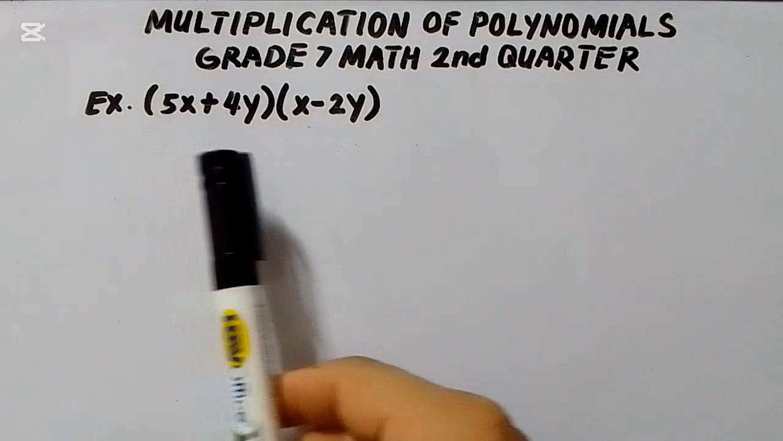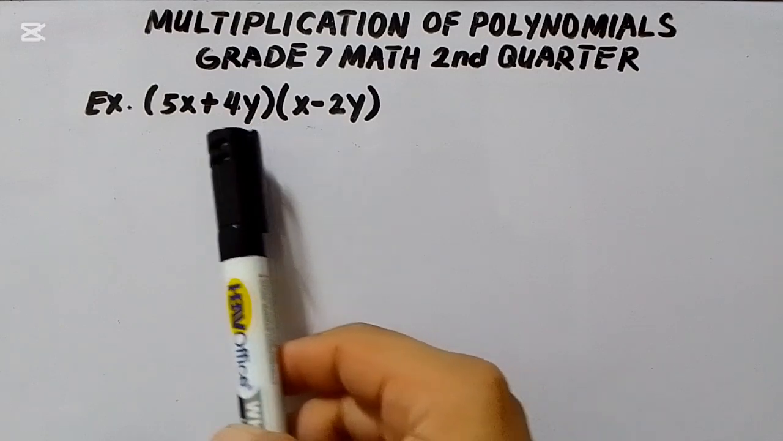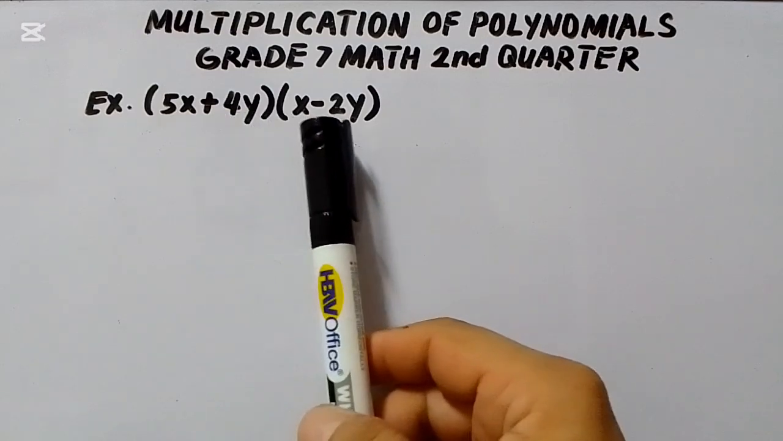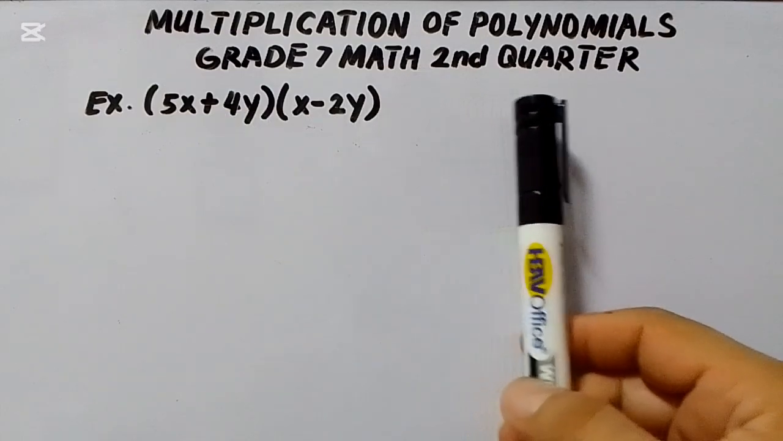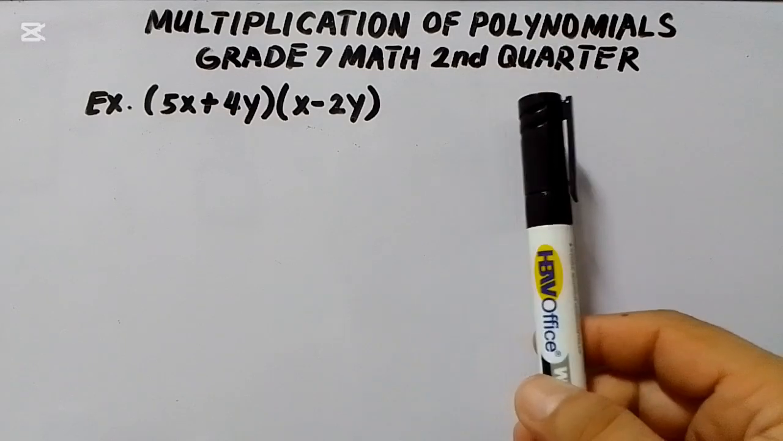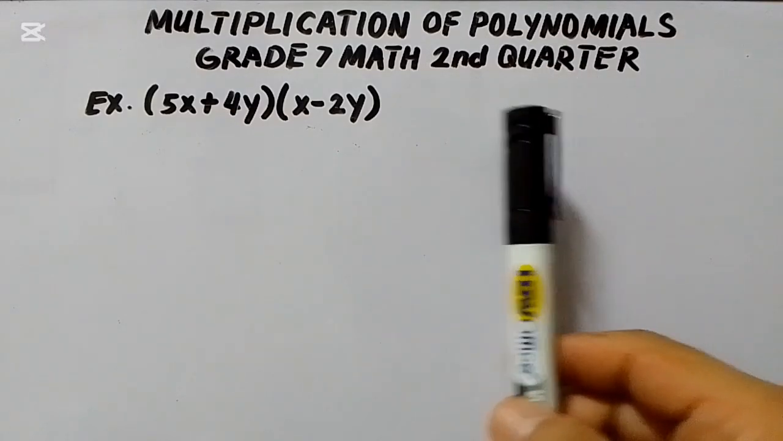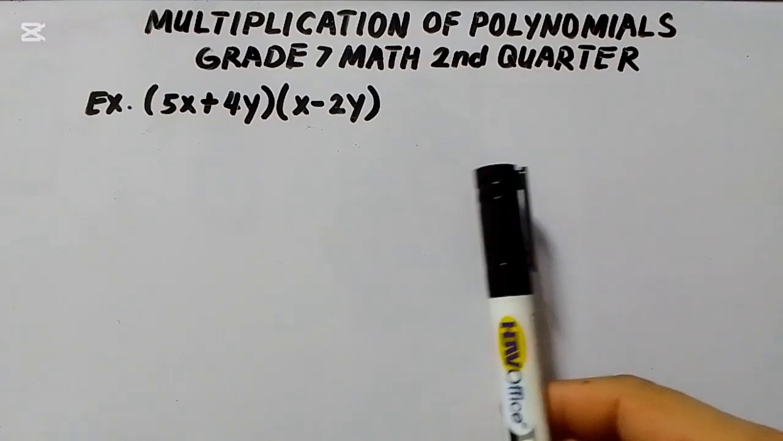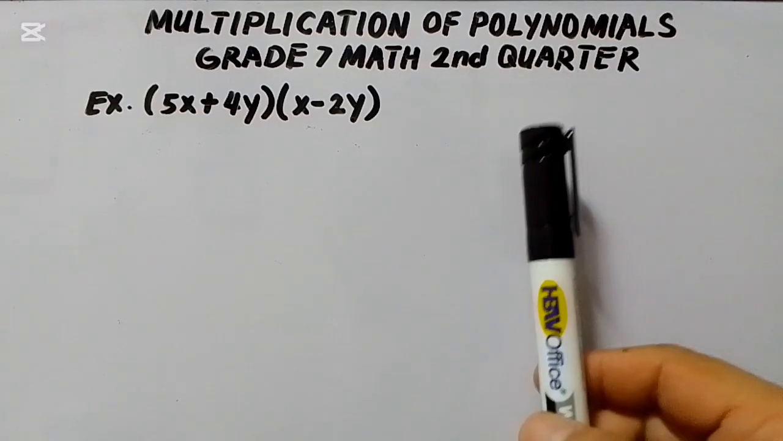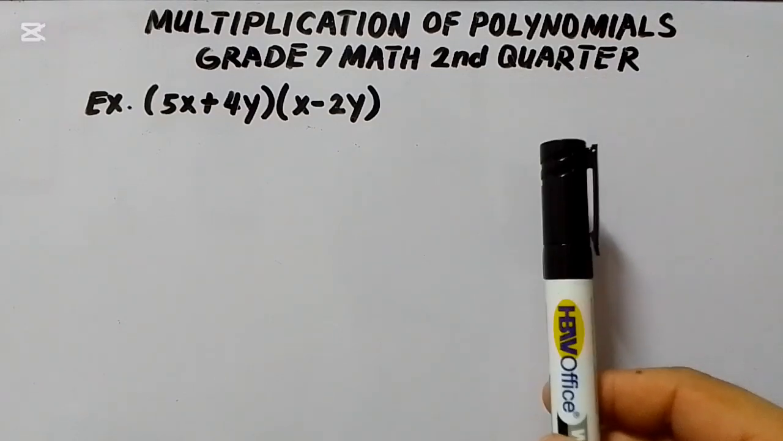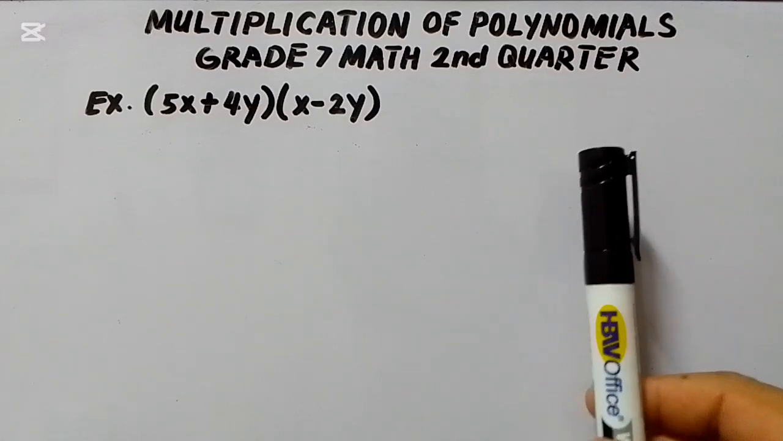Ang pag-uusapan po natin for today ay kung paano mag-multiply ng dalawang binomials using the three methods. So ano po ba itong three methods na ito? So the first method is applying the FOIL method. So the second method is the vertical method, and the third method is the distributive property.